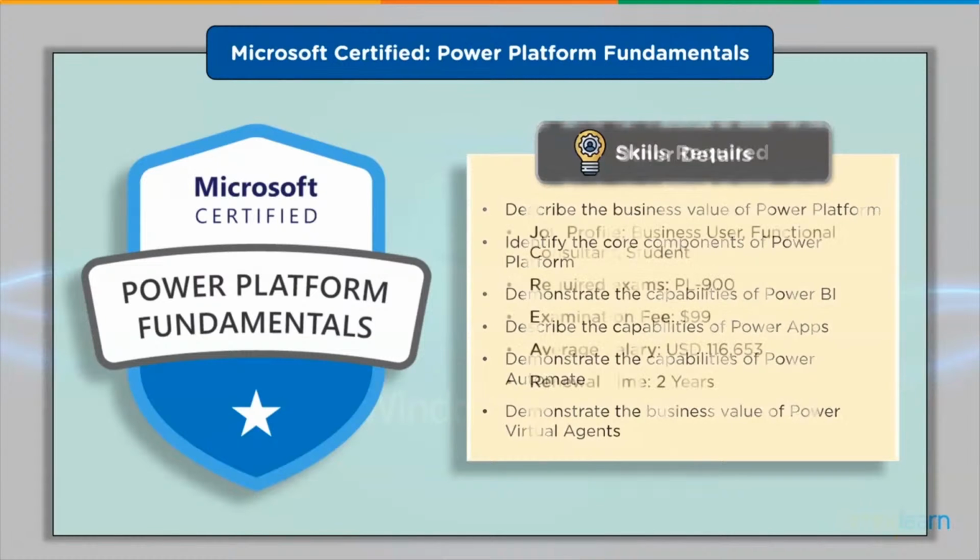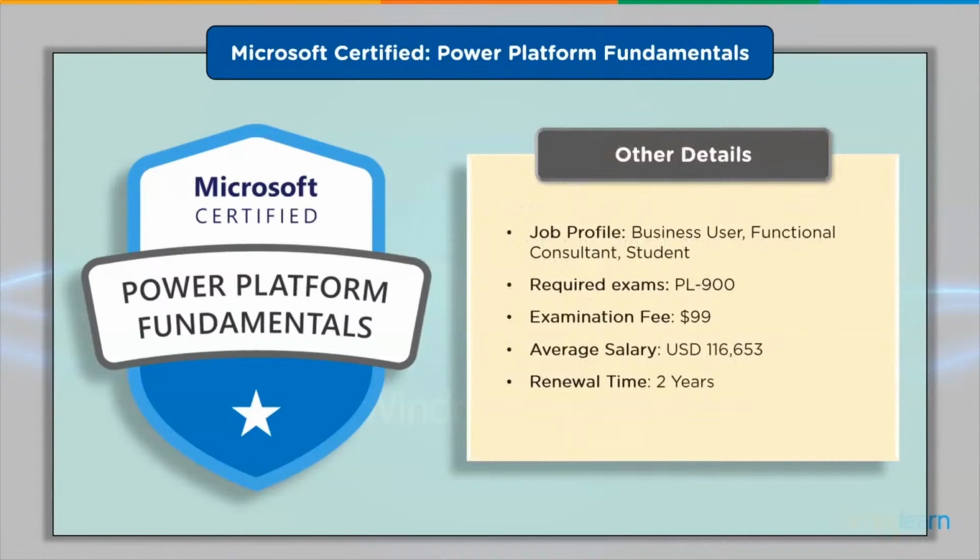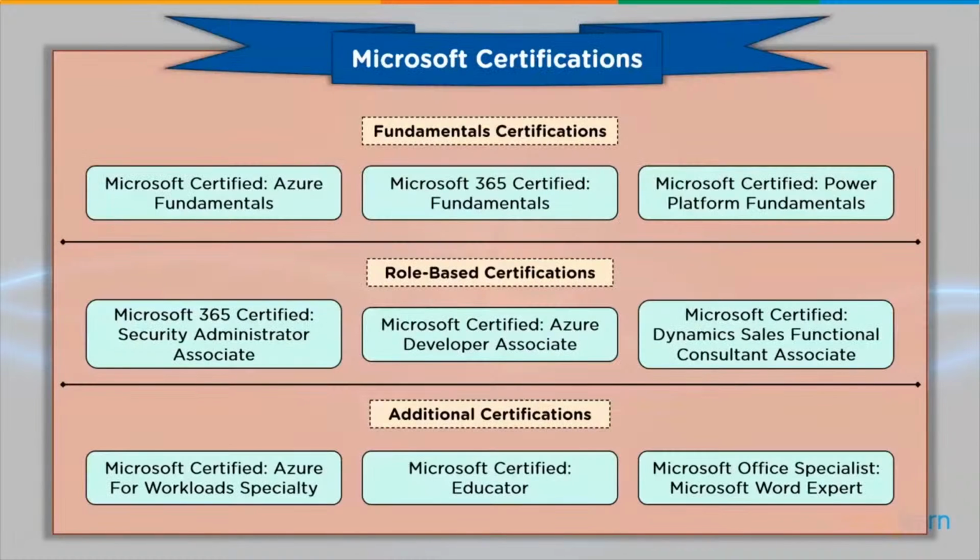This certification is perfect for job roles like business user, functional consultant, student, and its exam code is PL900. The examination fee for this exam is 99 USD and its renewal time is 2 years. Now let's dive into the second category, which is role-based certification.